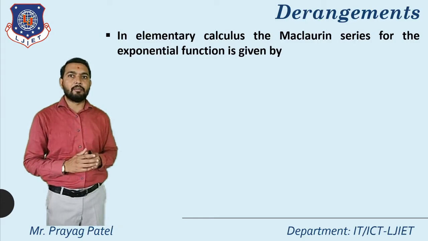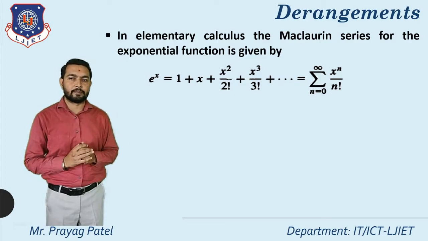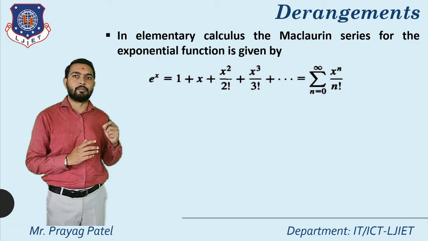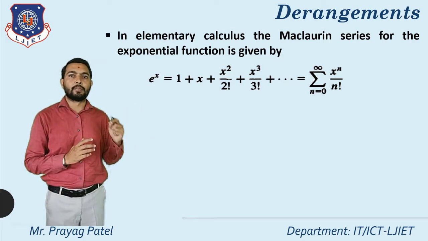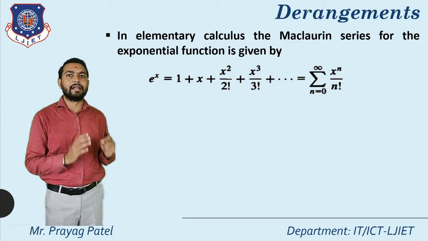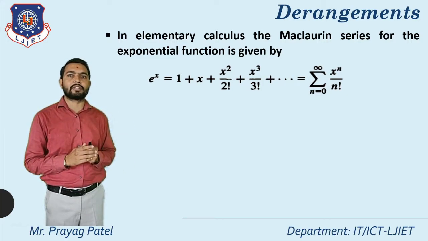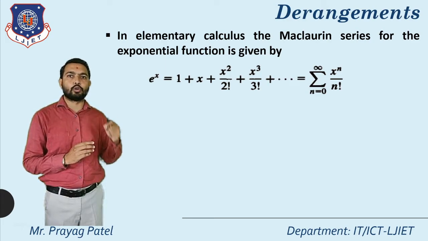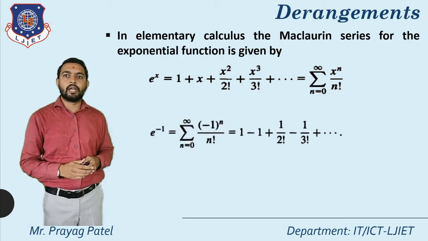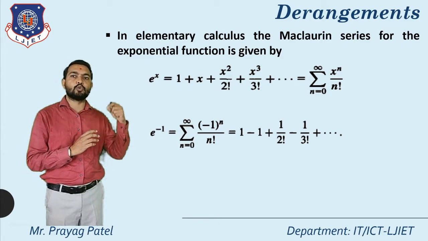Now in elementary calculus, one equation is available for the exponential. e raised to x is equal to 1 plus x plus x square by 2 factorial plus x cube by 3 factorial plus x raised to 4 by 4 factorial, and so on. If we write this equation in common form, it is sigma n equal to 0 to infinity of x raised to n divided by n factorial. Now we put the value of x as -1. Then what is the value of e raised to -1?